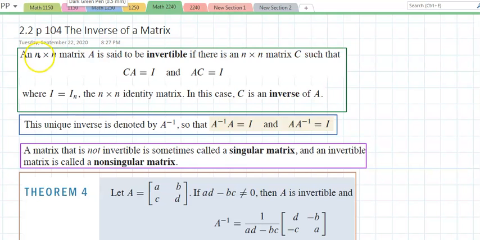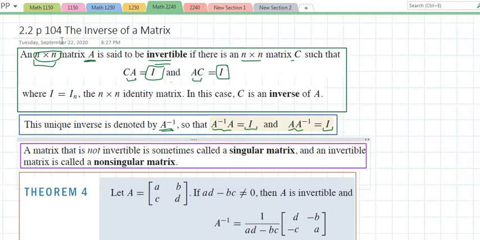So we start by saying, if you have a square matrix, we say that it's invertible if there is a matrix C so that if we take C times matrix A and A times matrix C, we get the identity matrix. So basically, if you're saying it's invertible, you're saying there is an inverse. This unique inverse is denoted normally by A to the negative 1, in which you take A inverse times A and A times A inverse, and you should always get the identity matrix. Keep in mind, it has to be a square matrix.